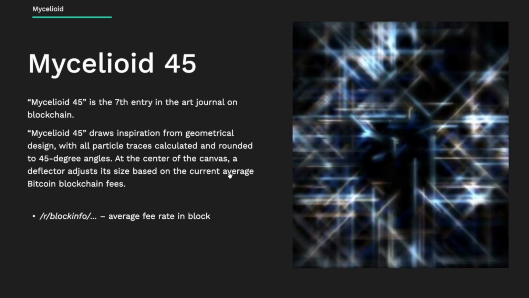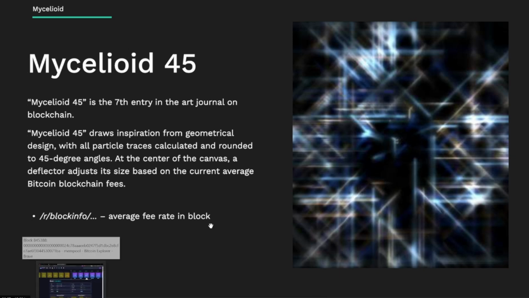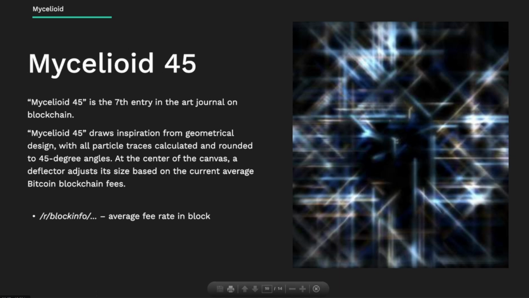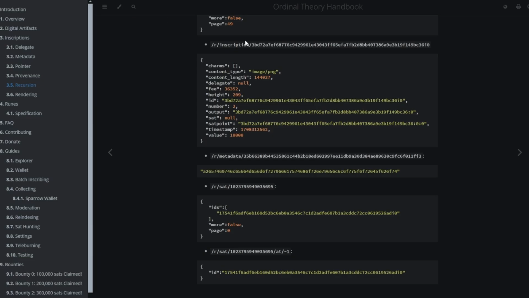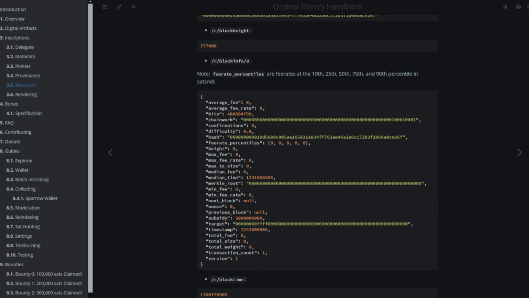And the newest one that was just published today, it's Mycelium 45, and it uses block info. So block info is one of the most complex endpoints on Ordinals, and it provides information about the last block. Let's take a look because this is kind of interesting. Here we have block info. So it can provide block info for any block that we ask it to. And there are many details about what happened to the block. There are timestamps, so when the block was mined, there are average fees, average fee rates, hash of the block, max fee, etc. There's a lot of details that are super nice and can be used to create dynamic artworks.